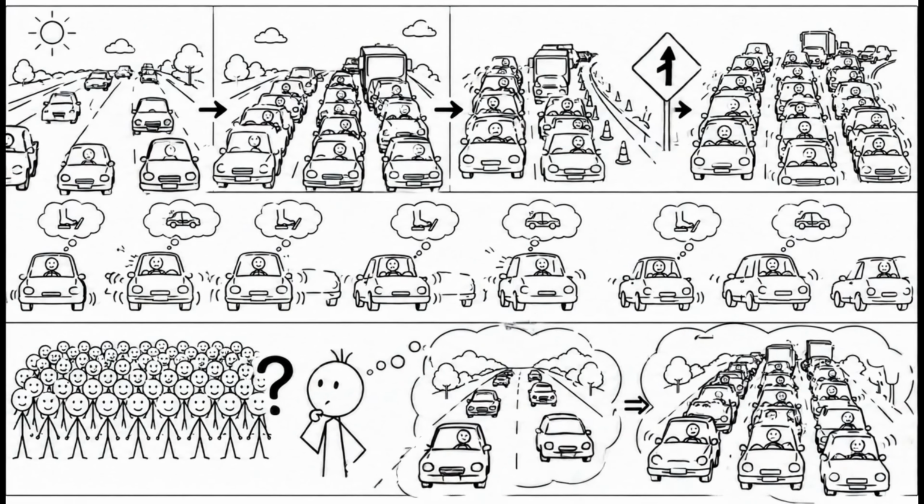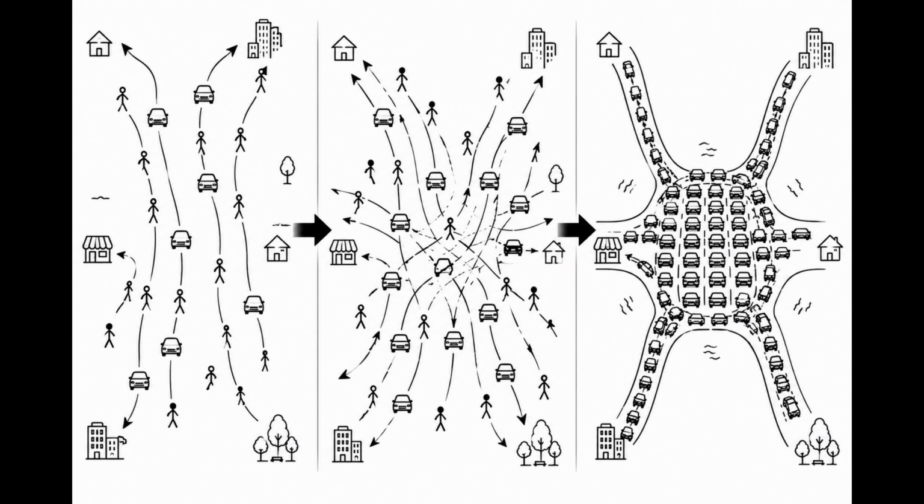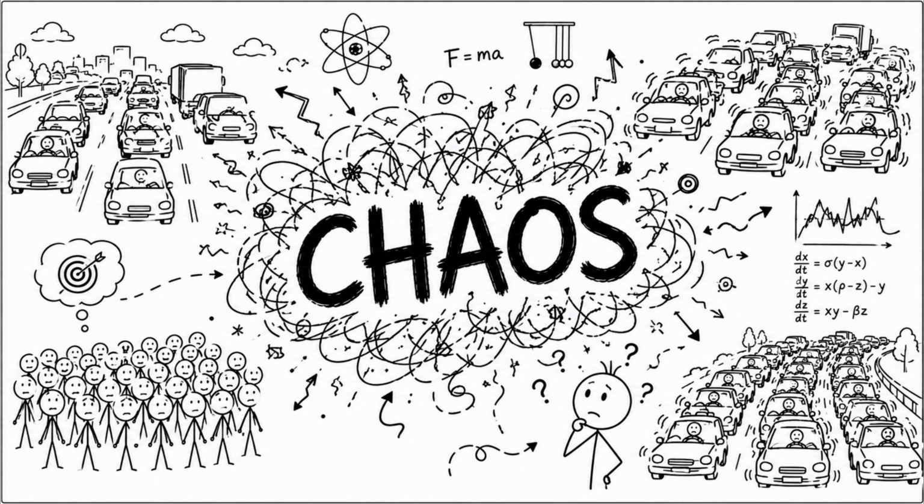Entire highways slow down, bottlenecks emerge, vehicles stop and start repeatedly. How can thousands of people, all trying to move efficiently, create such inefficient outcomes? The answer lies in one of the most fascinating ideas in physics: chaos. When most people hear the word chaos, they think of randomness. But in physics, chaos means something much more interesting.